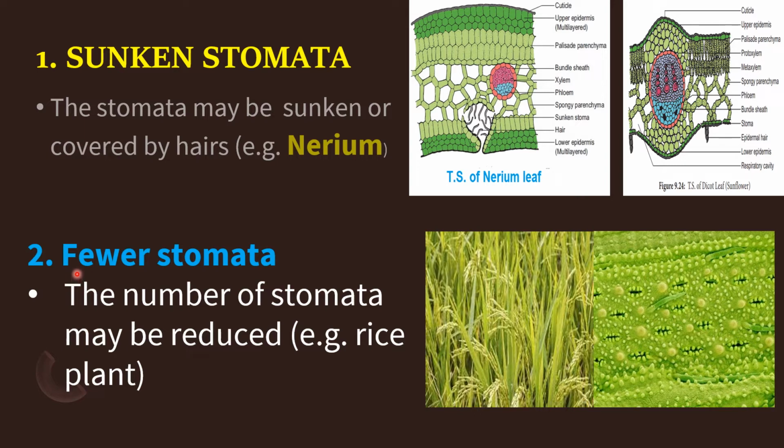The next adaptation, fewer stomata, that you can see in rice plants. You can see a very small number of stomata. That's why the rice plant can survive almost all climatic conditions. The number of stomata may be reduced. Example, rice plant.